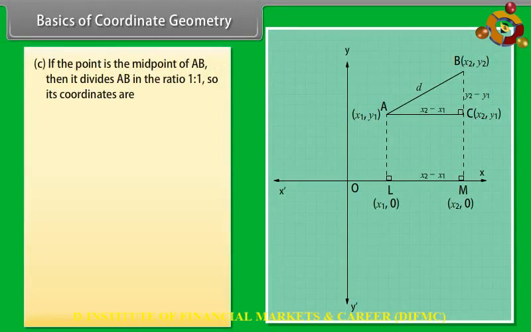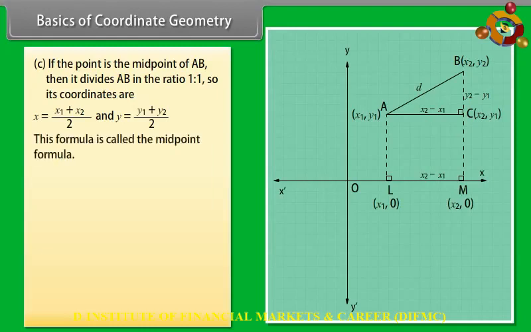If the point is the midpoint of AB, then it divides AB in the ratio 1:1, so its coordinates are x is equal to (x1 plus x2) by 2 and y is equal to (y1 plus y2) by 2. This formula is called the midpoint formula.